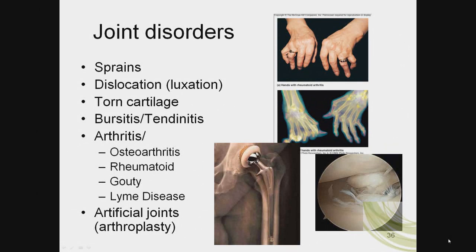Gout usually begins with an attack on a single joint, often in the great toe, of all places, and later progresses to other joints. Eventually, gouty arthritis may immobilize joints by causing fusion between the articular surfaces of the bones. Often non-steroidal anti-inflammatory drugs, or NSAIDs, are used to alleviate symptoms and reduce the inflammation.